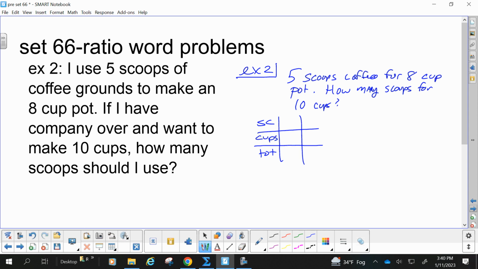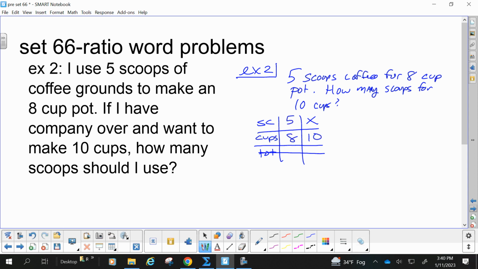All right, in the first or second column, Harper, what do I put? 5 scoops and 8 cups. I'm not going to add those because scoops of coffee grounds and cups of coffee don't add. I'm just going to ignore the total. Okay? All right. What do they give me? What do I want? They give you that you want 10 cups. So that goes there, and scoops is what they want. And so that I'll call x. Are you with me? Yes.